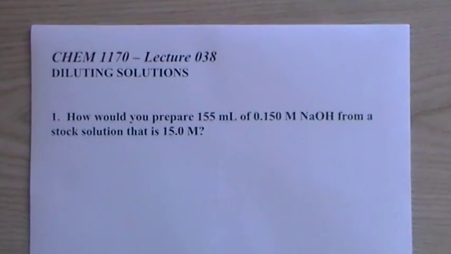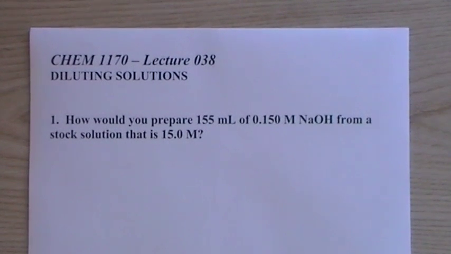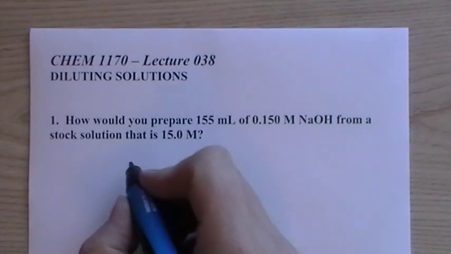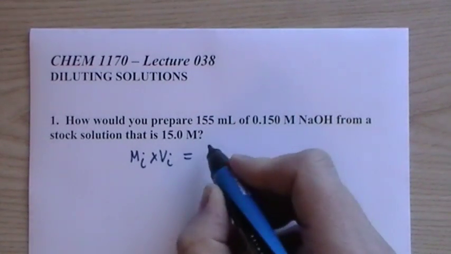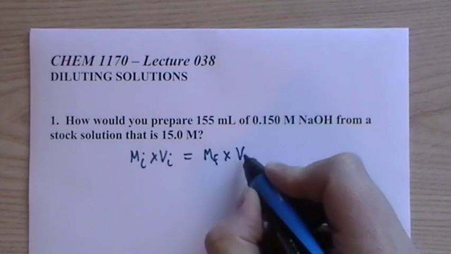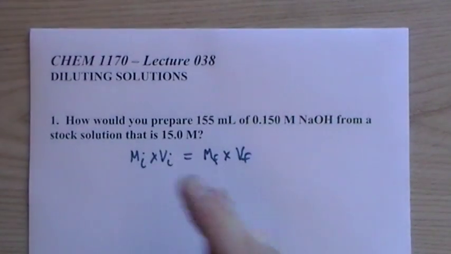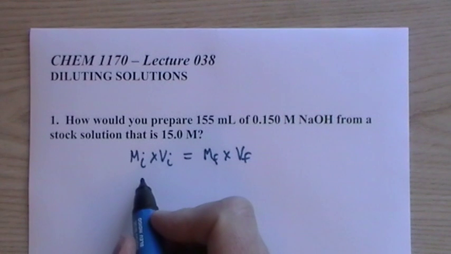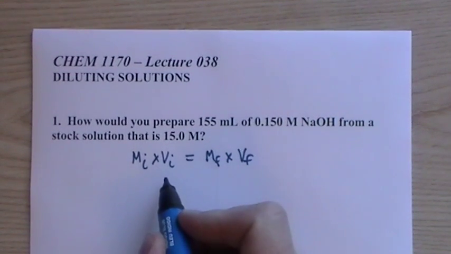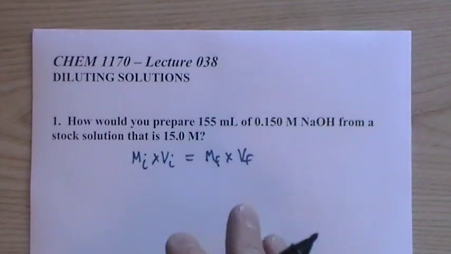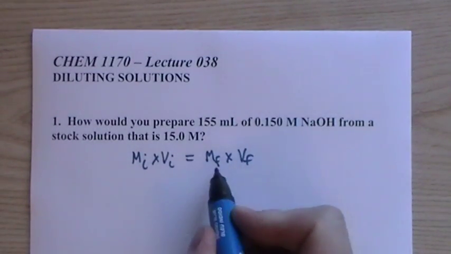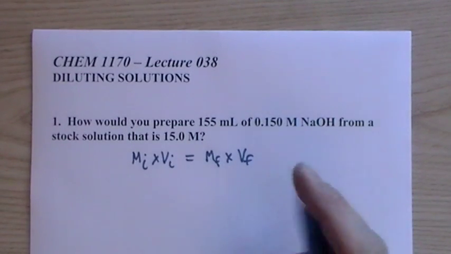So, there we go. Lecture 38, Diluting Solutions. So what we need to use is the equation from the book. We have Mi, the initial concentration or the stock concentration, times the initial volume. So we take a volume of a stock solution, or the beginning solution, and that has to equal the concentration we end up with after dilution times the volume.